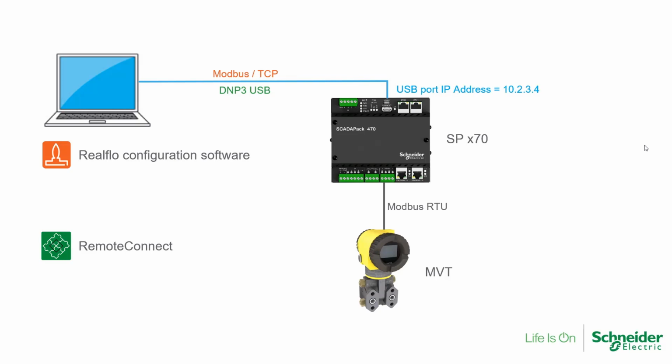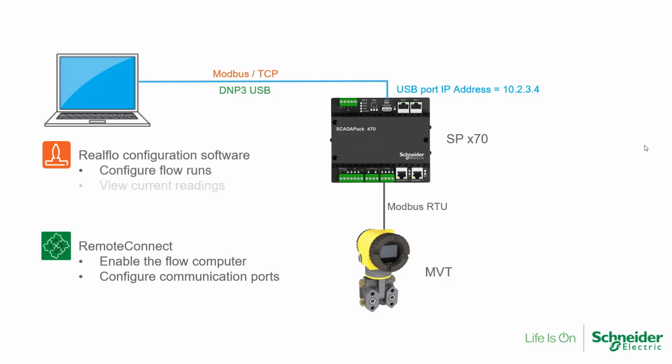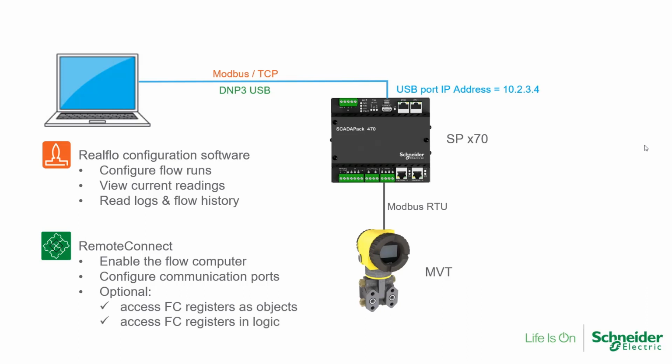So what will happen first is we will use RemoteConnect to enable the flow computer now located in the firmware of the SCADAPack 470. Then we'll configure the communication ports, particularly for connecting to that MVT. Then we can use Realflo to configure flow runs and view the current readings. Note that Realflo is also used to read logs and flow history. And optionally, which we'll see in a later part, we can use RemoteConnect to access flow computer registers as objects, or access flow computer registers in logic.